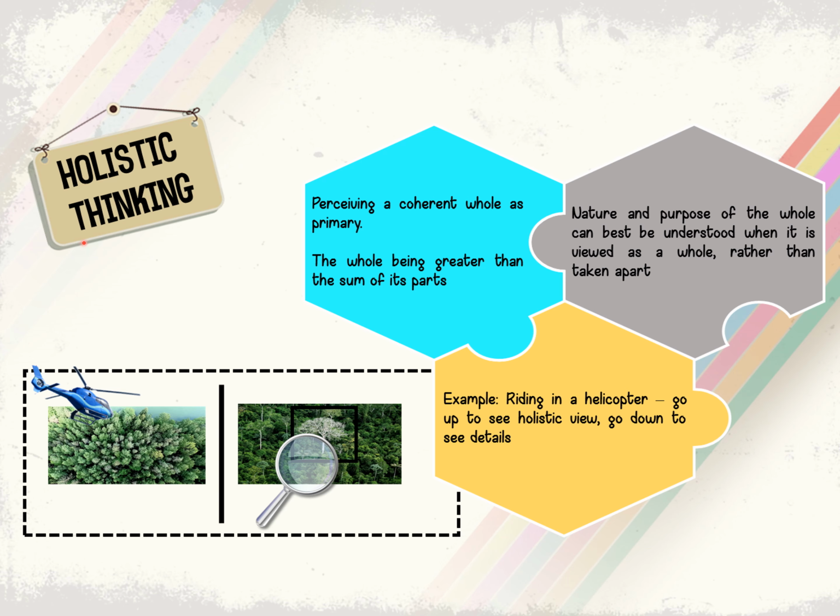The third mental process is holistic thinking. Holistic thinking perceives a coherent whole as primary, the whole being greater than the sum of its parts. The nature and purpose of the whole can best be understood when it is viewed as a whole rather than taken apart. In order to understand what is currently happening, holism proposes that it is necessary to look at the entire picture. Rather than focusing on just one aspect of the problem, it is necessary to recognize that the various factors interact and influence each other. Only then can you understand what is currently happening in a certain situation.